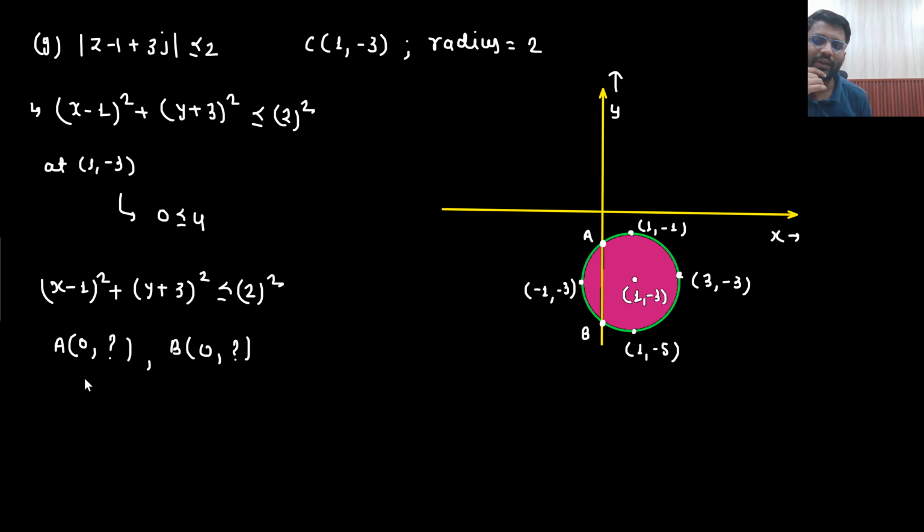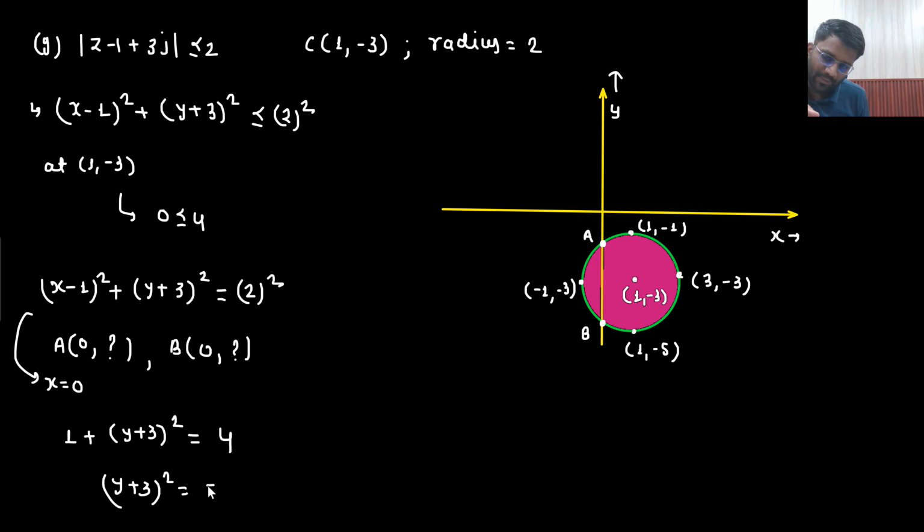So what we are doing, you will put x equals to 0 here. When you put x equals to 0 in this equation, what will you get? 1 plus y plus 3 whole square, and now I am putting equal. Why is that so? Because I am talking about the circle, I am not talking about this region. So this would be equals to 4. X equals to 0 I am putting, so this will become 1. So what are you getting? Y plus 3 whole square is coming out to be equals to 3. So from here, y is coming out to be equals to minus 3 plus minus under root 3. Is that clear to you?